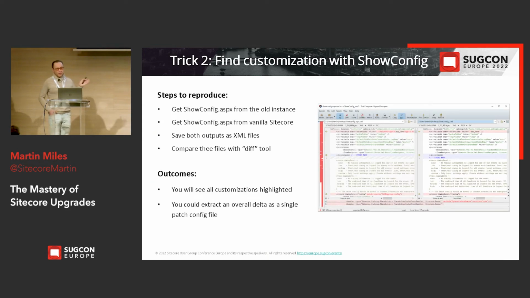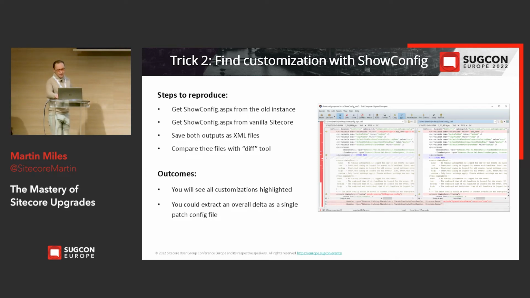The previous trick mostly aims at showing the overall amount of customization. This one is more specific about the changes in configuration. It shows the patches and config alterations done on top of the vanilla instance so that a more precise estimation can be done. From the previous step, we already have vanilla Sitecore. What we need to do is run ShowConfig. We generate the combined configuration, and we save it into an XML file.